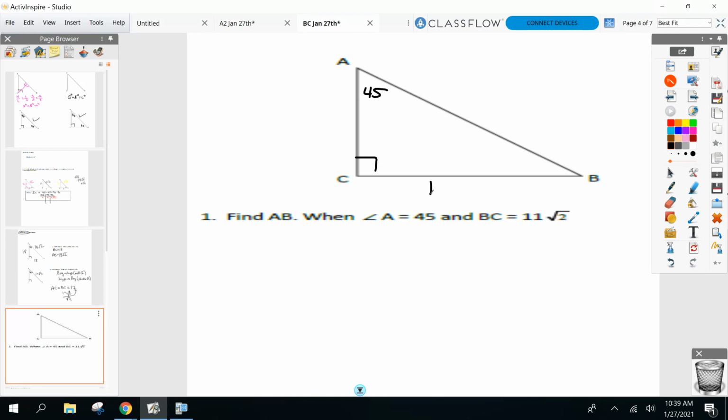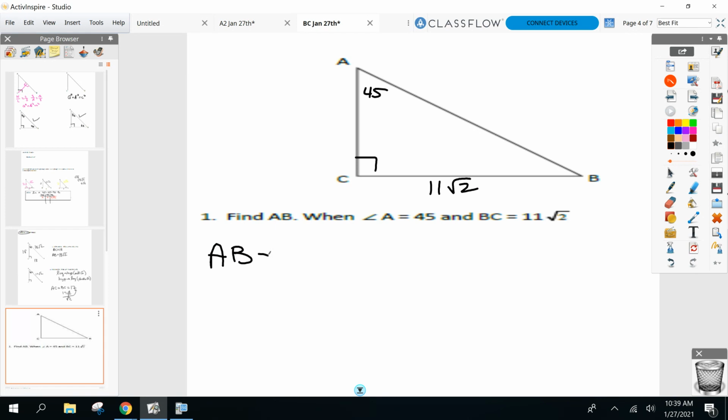BC is 11 radical 2. Find AB, find the hypotenuse now. All right, don't get freaked out. Remember the pattern. What do I do with the leg, which I'm given? 11 radical 2 is the leg. What do I do with that leg to get to the hypotenuse?